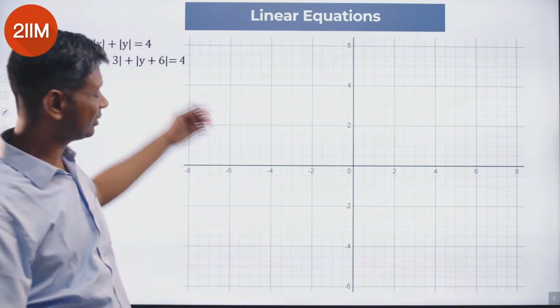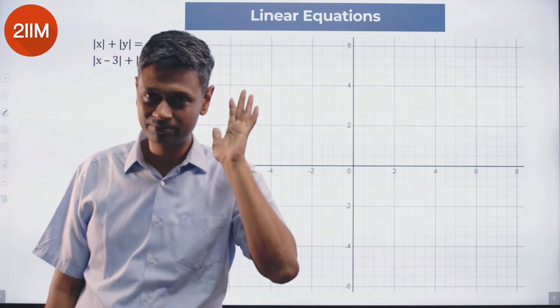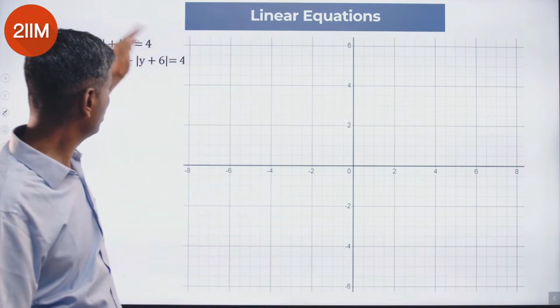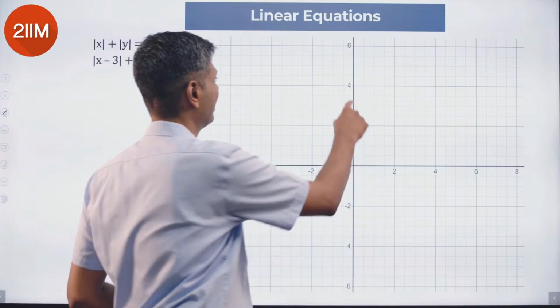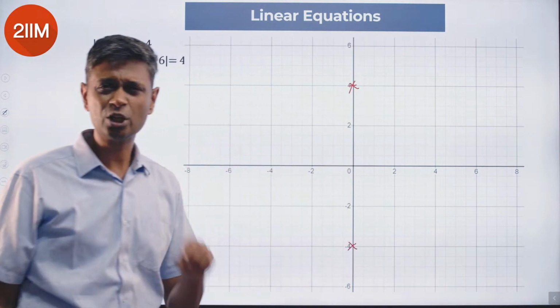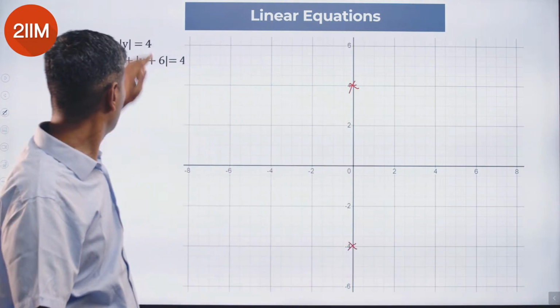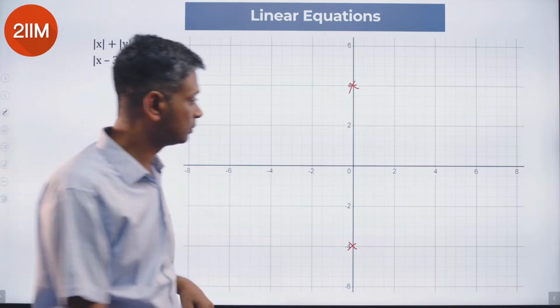How do I find it? How do I draw this curve? Standard rule, put x equal to 0, find y. Put y equal to 0, find x. Put x equal to 0, mod y is 4, y could be plus 4 or minus 4. So I have 0, 4, 0, minus 4. These two are points on the curve. Put y equal to 0, mod x is 4, x could be 4 or minus 4.